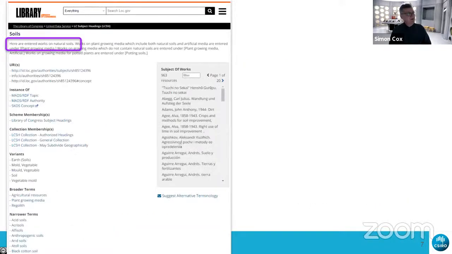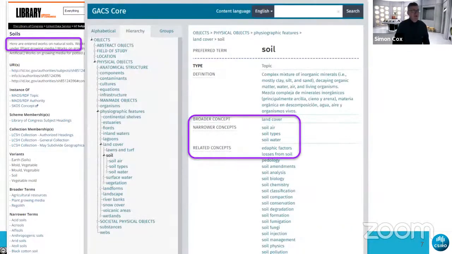Looking at just a couple of these, the Library of Congress has an entry for soils, but it turns out this is primarily designed to allow people to put books on shelves, or the modern equivalent. It's to sort major resources. Here, "works on natural soils" is the definition. The agricultural thesaurus, GACS, has a similar level of expressivity, but it comes from a project called AgroSemantics, so it was aimed specifically at the agriculture community, and has a lot of related concepts, related to agricultural productivity, for example.